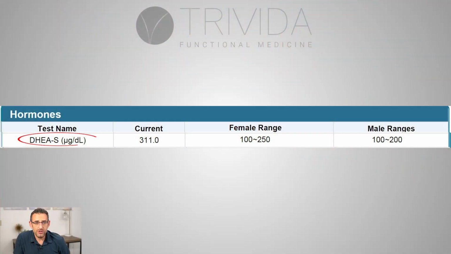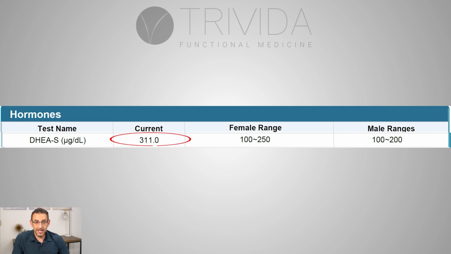DHEA is a precursor to testosterone and estrogen. So I look at this number in men and women. I'd like to see it above 100, if not 150. I want to make sure, both in men and women, that it's at least 100, 150. And sometimes in men, I'd like to go as high as 200. And sometimes in women, I'd like to go as high as 200. So about 100 to 200 is kind of where I'd like to see this. You'll notice in this example, she's at 311.